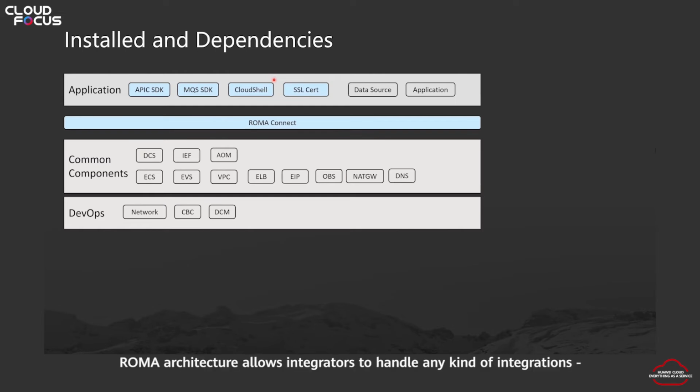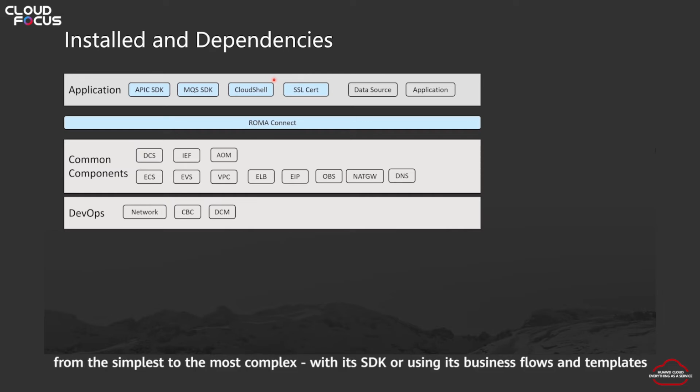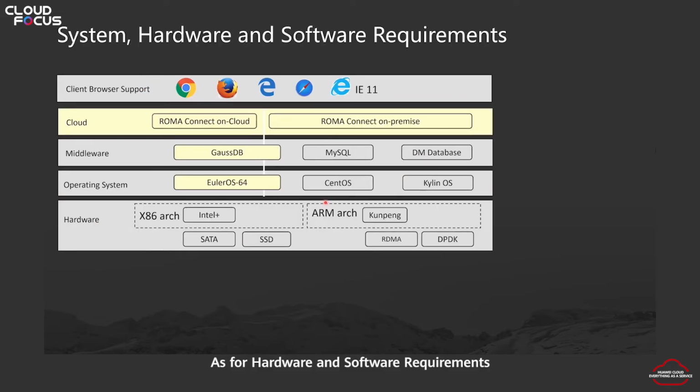ROMA architectures allows integrator to handle any kinds of integrations from the simplest to the most complex with its SDK or using its business flows and templates. As a system hardware and software requirements, we have tested our compatibility with the mainstream browsers, including Microsoft Edge, Mozilla Firefox, Google Chrome, and Safari are all supported. The product can deploy it on x86 or ARM-based VMs. Customers can choose the different hardware architectures for hybrid or private cloud environments.